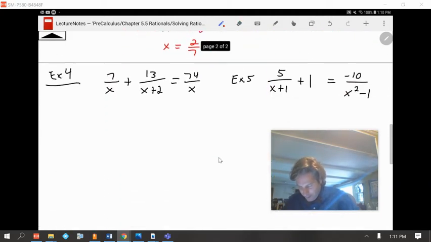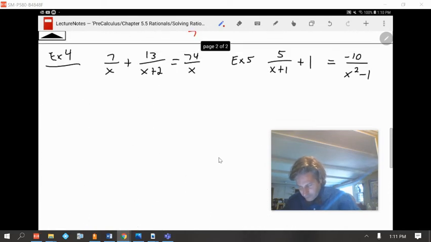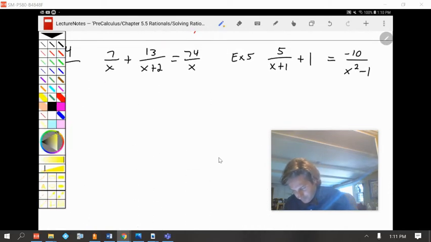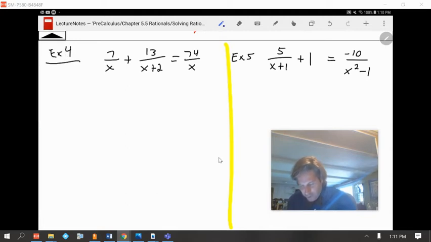So, how many more do I got? 4, 5, 6. All right, 3 more. Let's try to do this. I put these really close together. Separate them there.